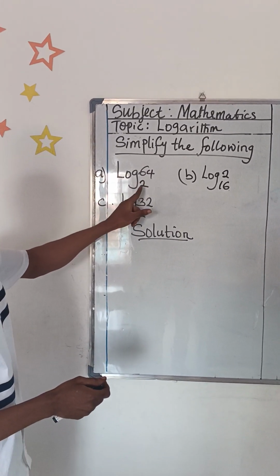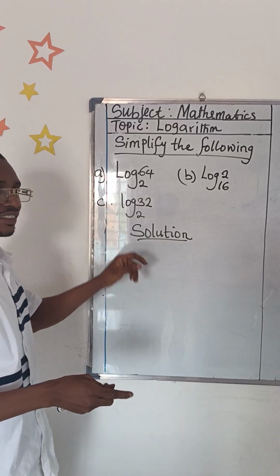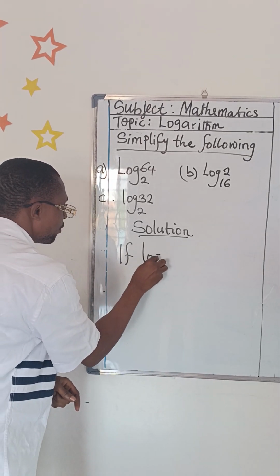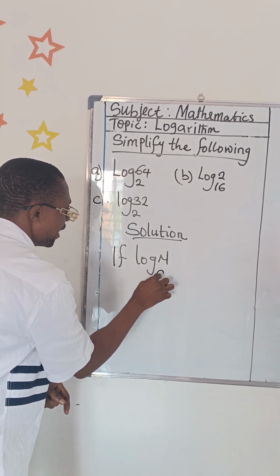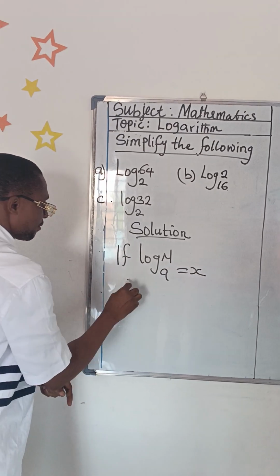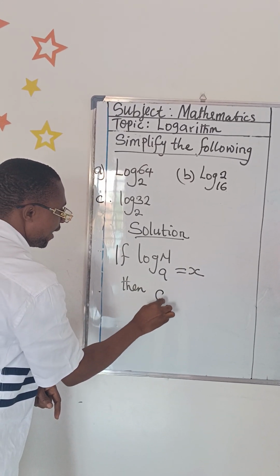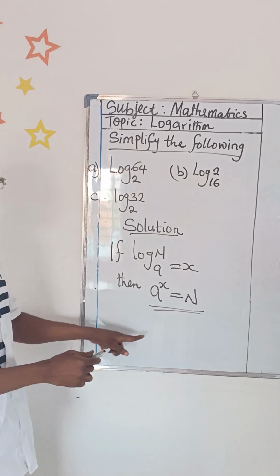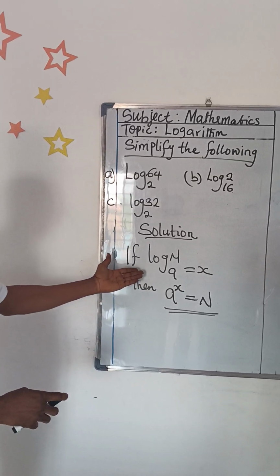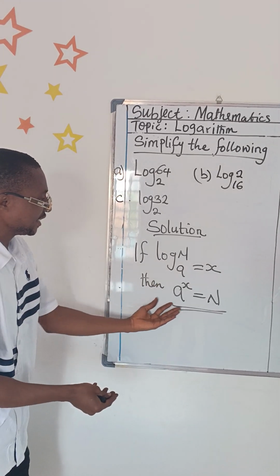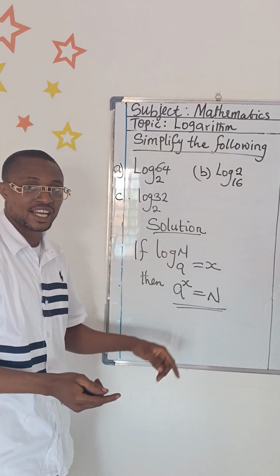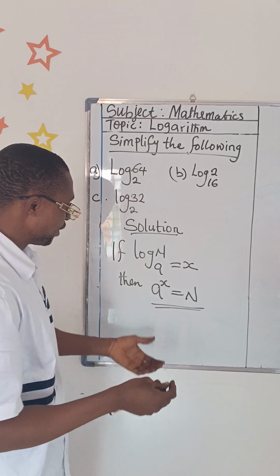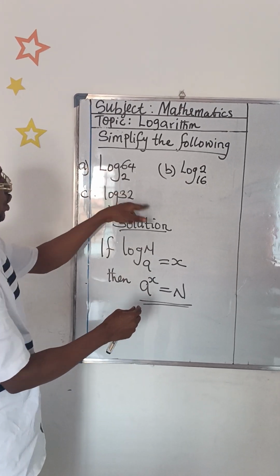Now, before I solve this question, I want us to look at the definition of logarithm. The definition says if log n base a equals x, then a to the power of x equals n. This is the definition of logarithm. What is it trying to tell you? Looking at this, it is log, but seeing this one, this is indices. I have to tell you that for you to be very good in logarithm, you must know indices very, very well. So now, we are going to use this definition to solve this question.